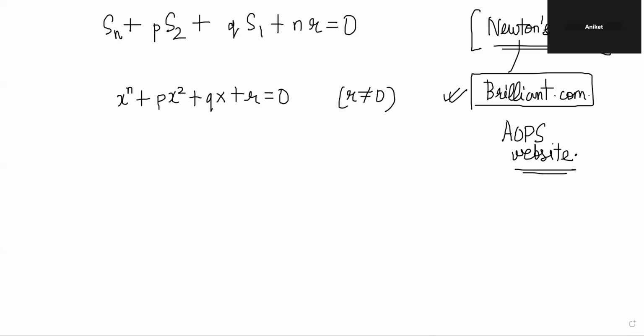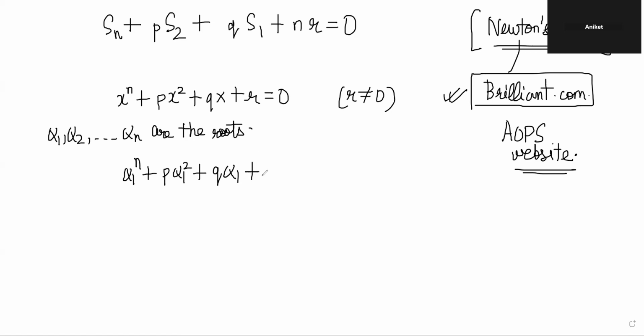So what we know is alpha 1, alpha 2, alpha n are the roots. So we can say alpha 1 power n plus p alpha 1 square plus q alpha 1 plus r is 0. This is one equation.